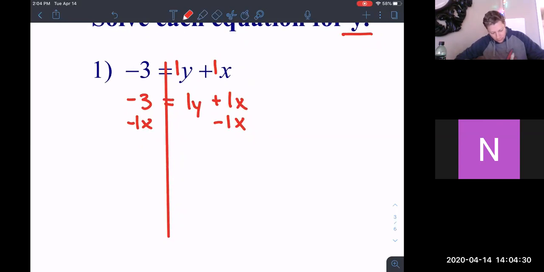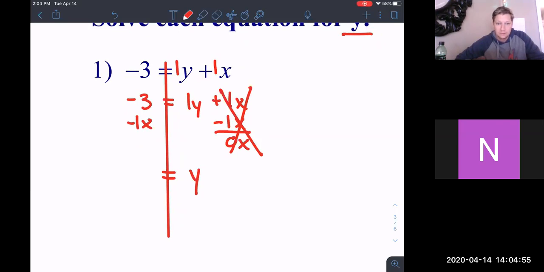Okay, and then when we add these together, 1x plus -1x gives me a 0x. So that whole term just drops out. That whole thing is gone now. Okay. All right, so we bring down our 1y, we bring down our equal sign, and on the left side, now we have -3 minus 1x. Can we combine those terms?